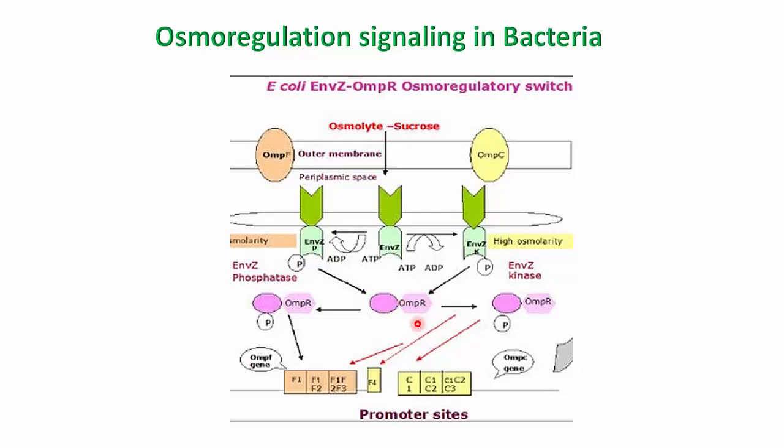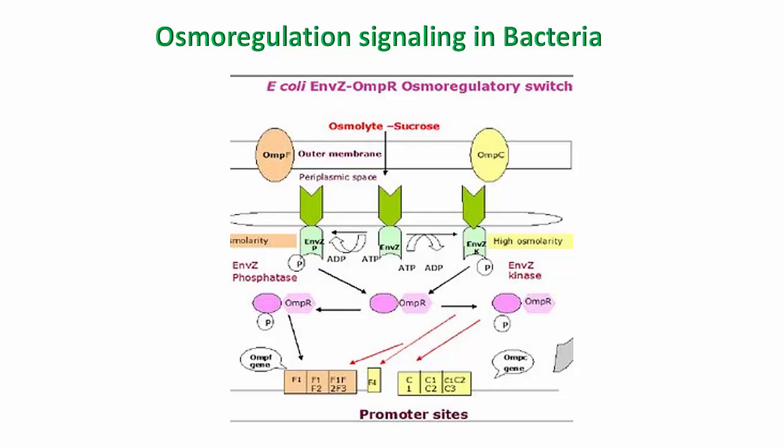Then OmpR has a DNA binding domain which binds with the particular promoter region of the DNA, which regulates gene expression and expresses the porin genes, that is OmpF and OmpC. If it binds with OmpF, then OmpF protein will be produced, and if it binds to OmpC, then OmpC protein will be produced, and it controls the process of osmoregulation.